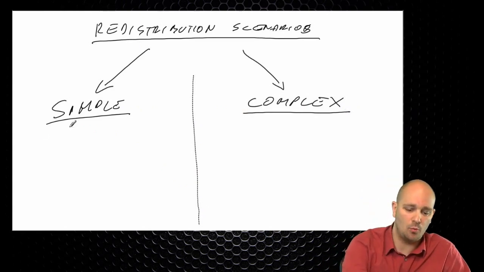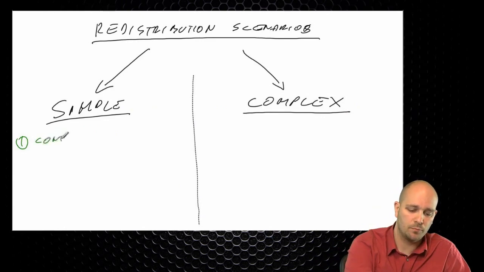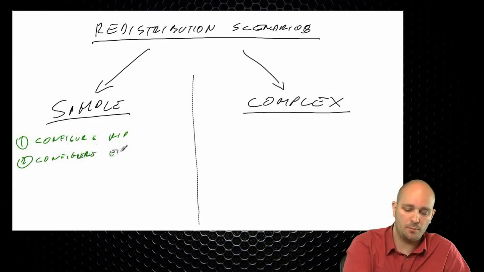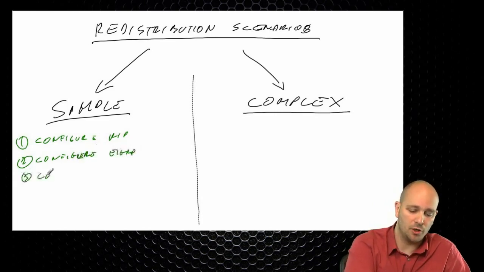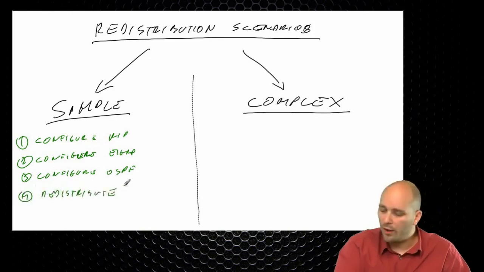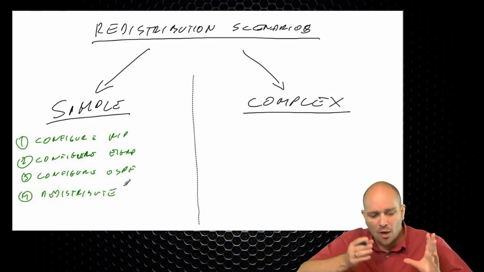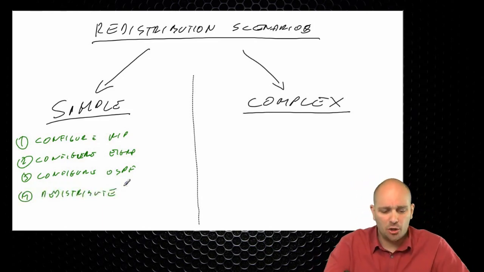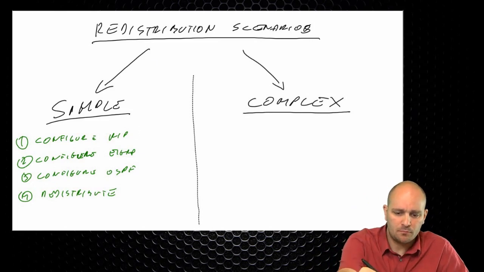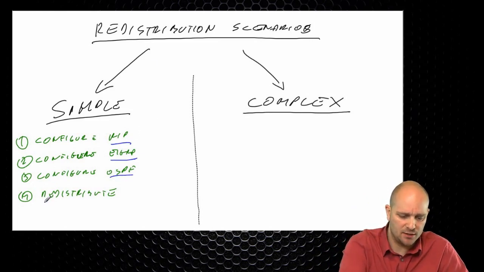So you have task number 1 that says configure RIP, task number 2 that says configure EIGRP, configure OSPF, and task number 4, redistribute whatever the redistribution says. Now, this is a simple scenario. Why? Because you have clear-cut tasks. Do this, do this, do this, do this.